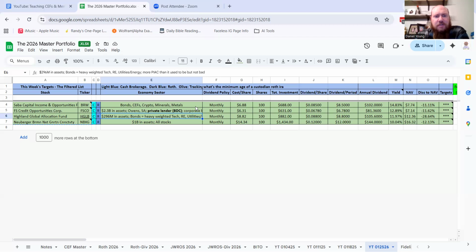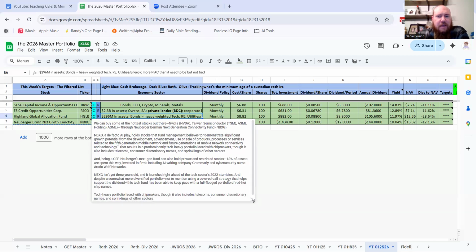That's a good thing for the coming market, for this market, the coming market. And then NBXG is all stocks. The advantage of NBXG over some of the others I could list that are all stocks is that NBXG sells covered calls. So for a, I won't say erratic, but for a choppy, uncertain market, that sounds like a decent way to play the overall uncertainty in the market.